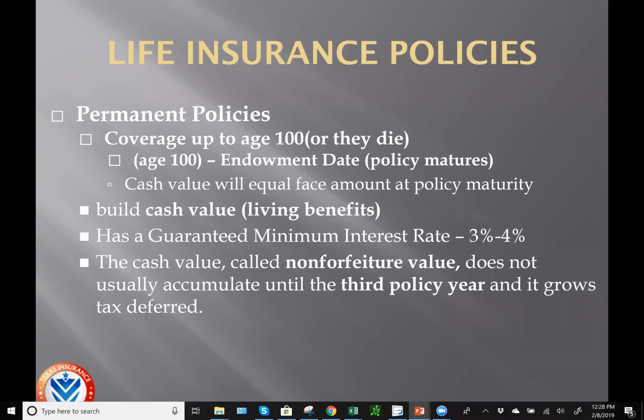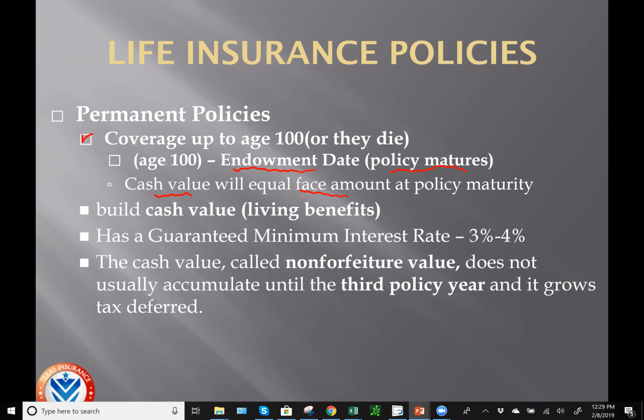Now, permanent policies are called permanent because, first off, they will provide coverage up to age 100 or until the insured dies. That's the first thing that makes them permanent. Now, at age 100, the policy will mature. It's also called the endowment date at age 100. What that means is any cash value that they have in their policy should equal the face amount or the death benefit of the policy at maturity, and that cash value will get paid back to the insured. It doesn't go to the beneficiary, it goes back to the insured because they're still alive and the policy goes away.